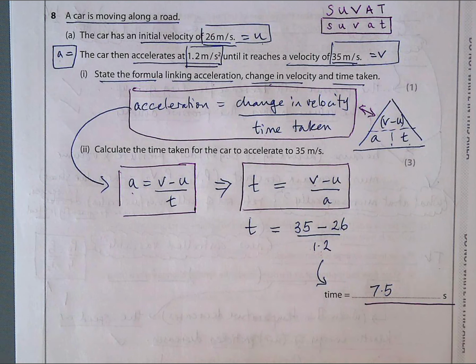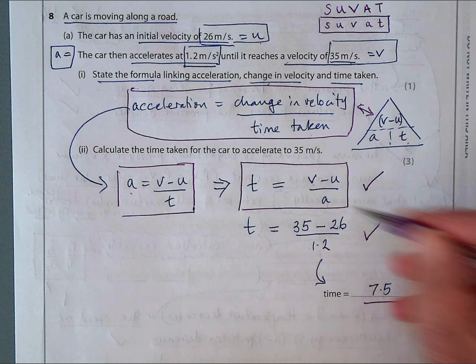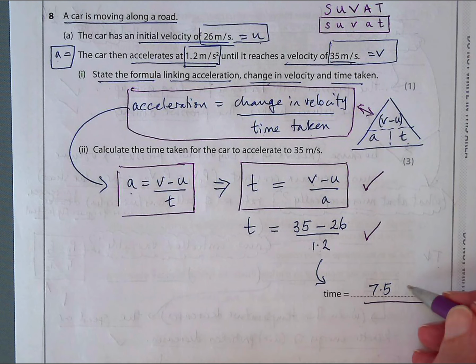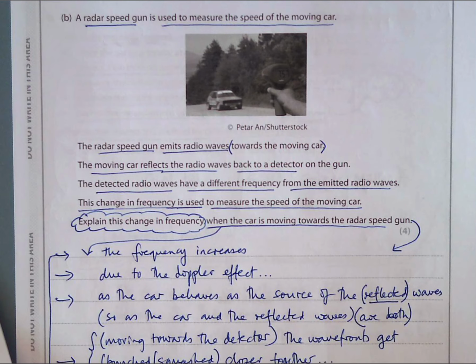So as long as you can do the maths, you'll get your 3 marks: one for putting numbers in, one for changing the subject of the formula so you know you're working out t, and one for the answer of 7.5 seconds.